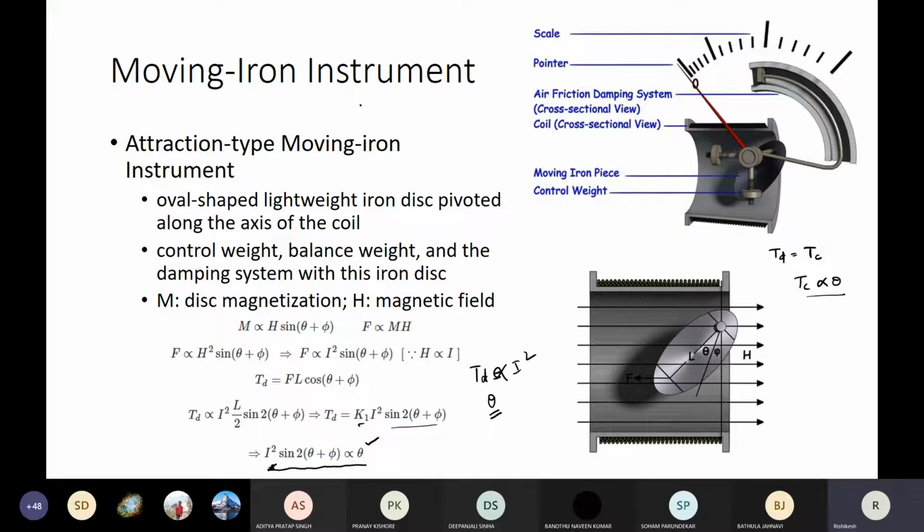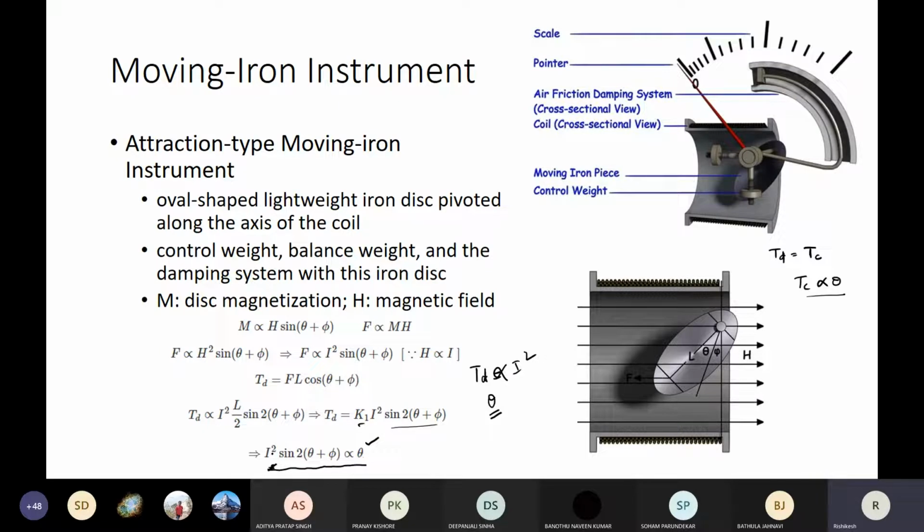In this case, however, if you remember the previous discussion, the current carrying coil was rotating. But here what is rotating? An iron piece instead of the coil. The outer coil is the one which is generating the magnetic field. That's all. So this is the basic difference between our electrodynamic instrument and the moving iron instrument, but the underlying principle is the same, and the relation between theta and I square is also the same.